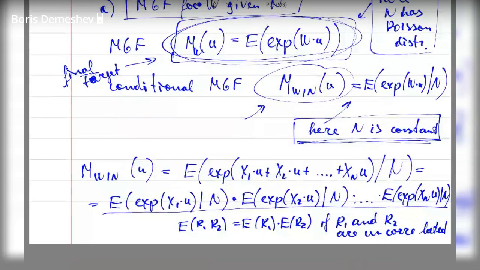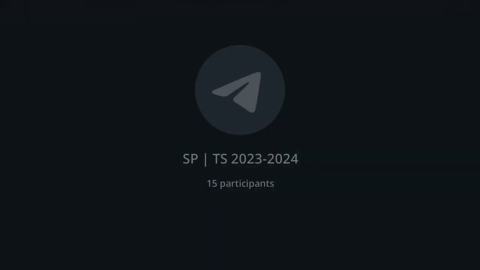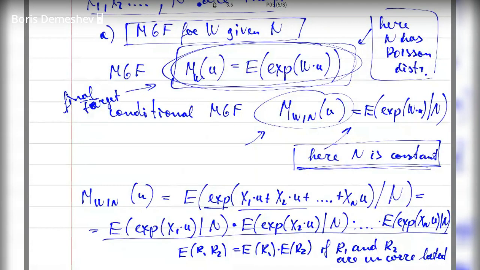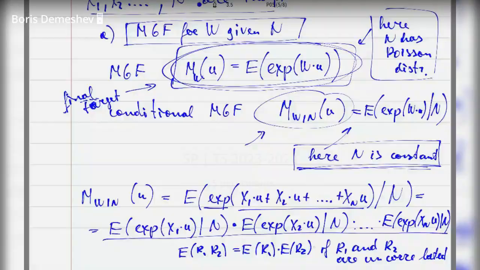And if it's constant, we just use ordinary rules for ordinary product. Yeah, because that exponential of a sum may be written like exponential of x1 times u times exponential of x2 times u times exponential of x3 times u. Yeah, so that's the product. Expected value of a product of independent random variables is just product of expected values.